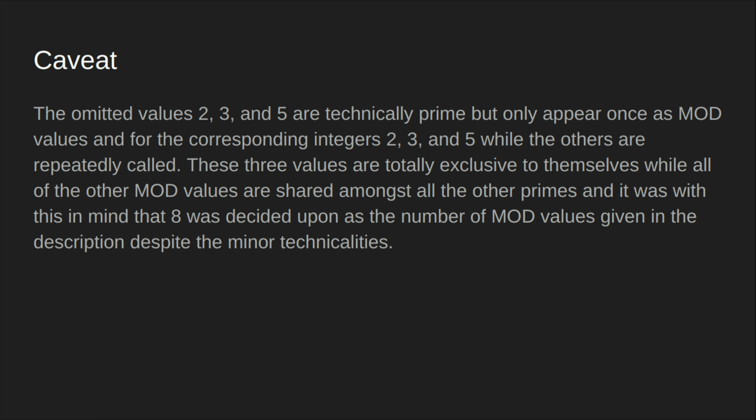The omitted values 2, 3, and 5 are technically prime, but only appear once as mod values for the corresponding integers 2, 3, and 5, while the others are repeatedly called. These 3 values are totally exclusive to themselves, while all of the other mod values are shared amongst all the other primes, and it was with this in mind that 8 was decided upon as the number of mod values given, despite the minor technicalities.